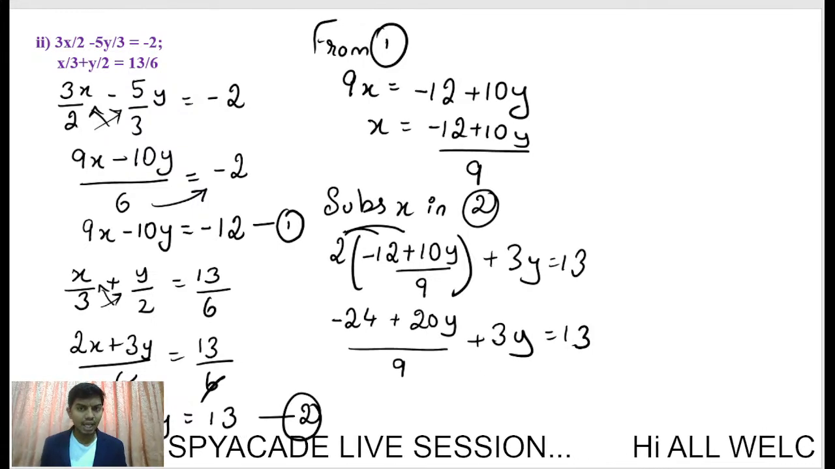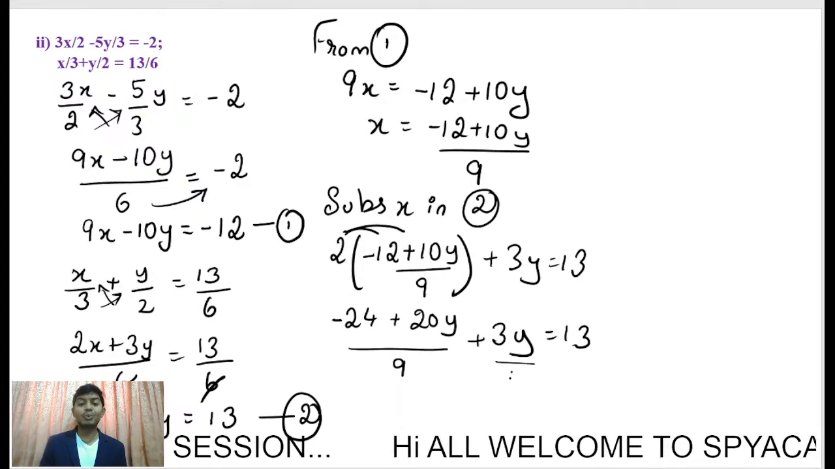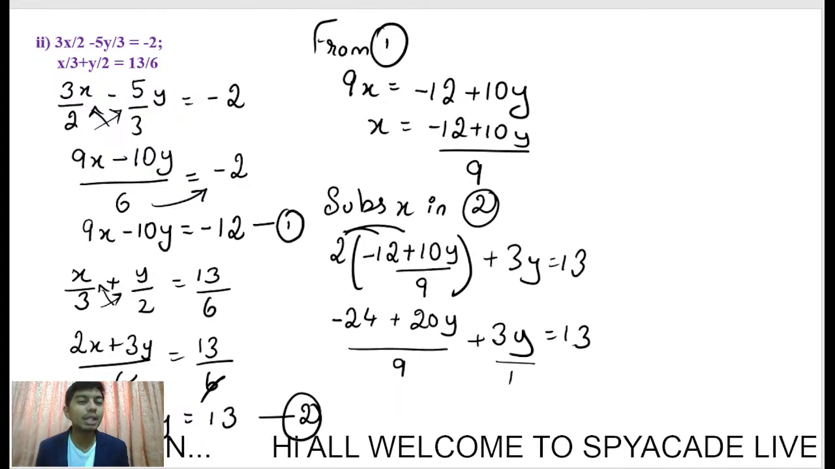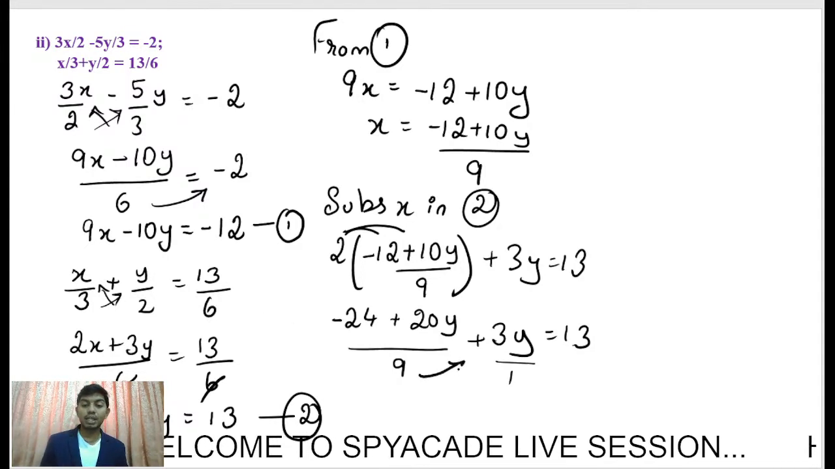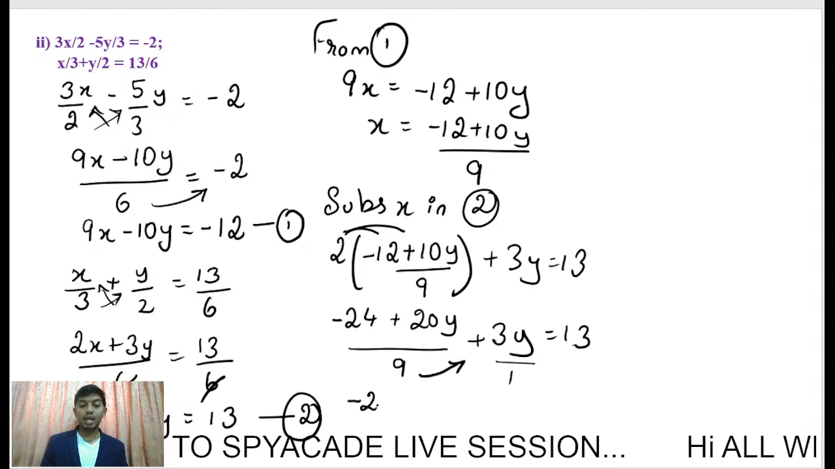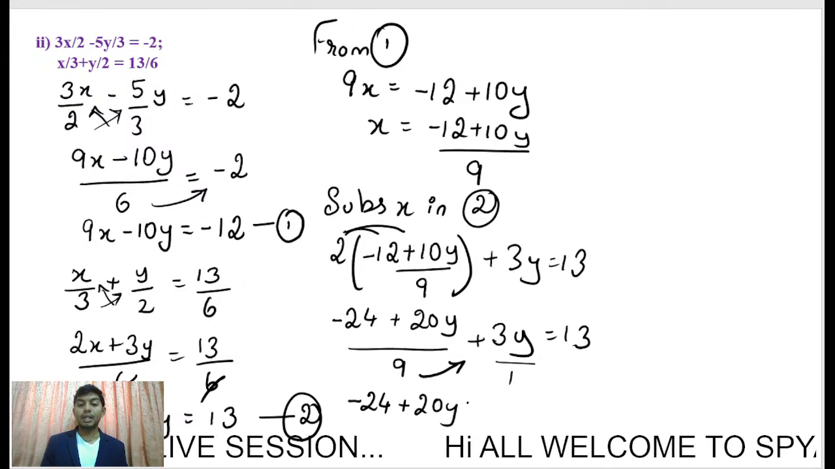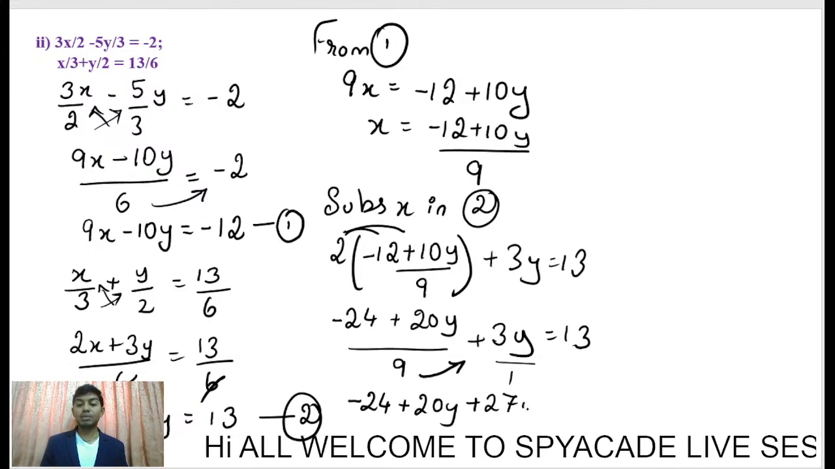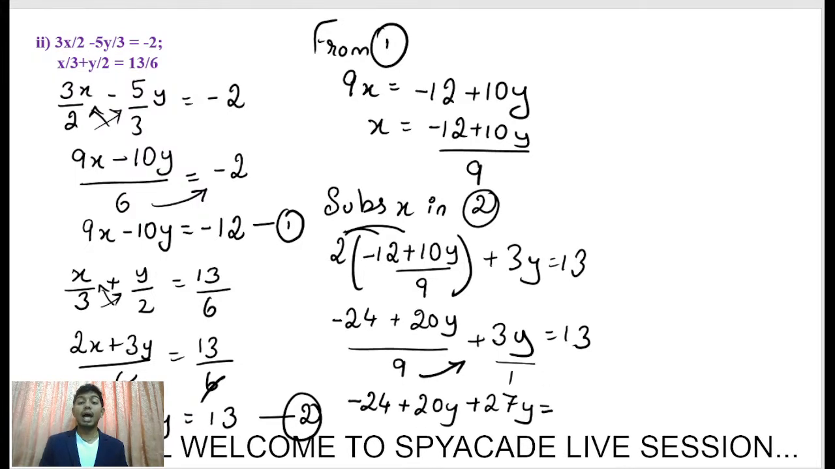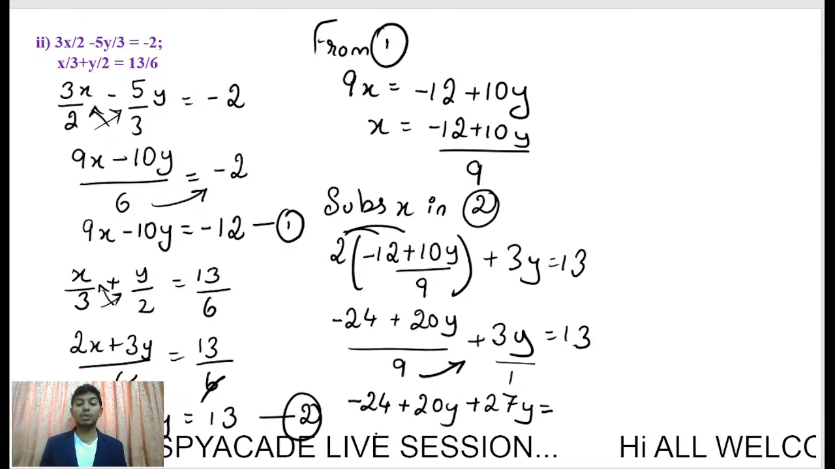So again we have to take LCM, right? Yeah, because here we have the denominator 1. When there is no denominator, it means we have the denominator 1. Okay, so now you just multiply this. So you will get minus 24 plus 20y plus 9 3s are 27y is equal to, and then here you have to multiply with 13 because the equal to is there.